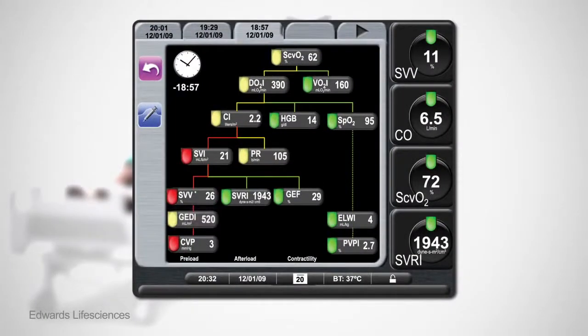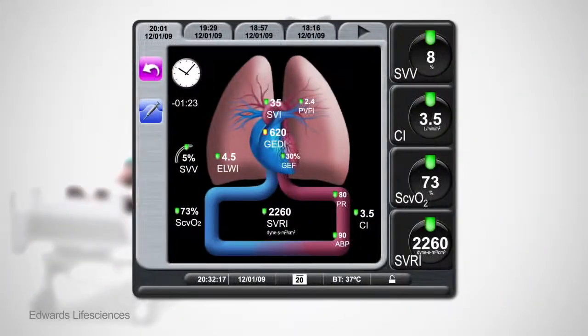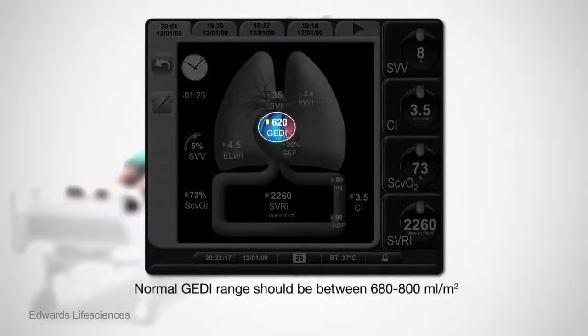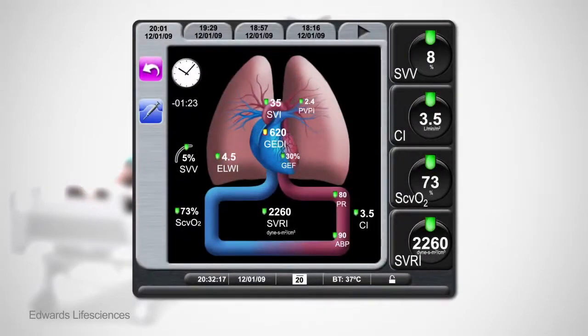GEDV is indexed against body surface area to give the global end diastolic volume index, or GEDI. The normal range for GEDI is 680 to 800 milliliters per meter squared. When evaluating and treating the balance between oxygen delivery and consumption, GEDI helps manage a patient's preload, whether volume resuscitating or giving your patient a diuretic.